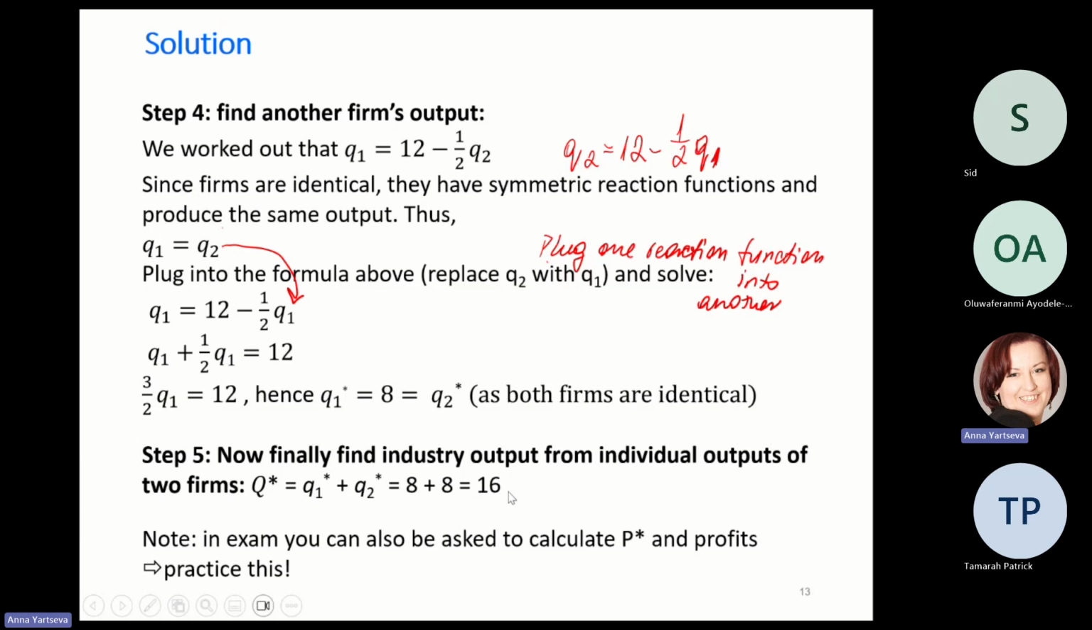So it will be 8 plus 8, which will be 16. So you've been asked to calculate equilibrium quantity for the industry, equilibrium output, and this is how you do it, by creating reaction functions, right? Maximizing profit function, plugging one reaction function into another, and calculating individual quantities. Then you add equilibrium quantities for each company to get market supply. If you are asked to calculate price and profits, you can do this later.